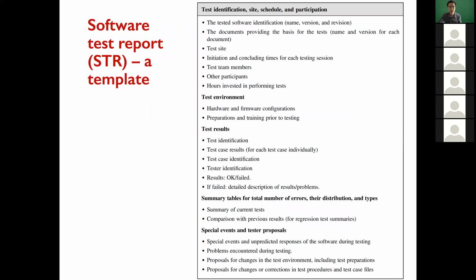So we use a report, the software test report or STR, to report the results of the testing. Basically, this report documents the detailed results, for each test case, whether it passed or failed, what the results are, and how they compare to the expectation. Okay, so the template for this document shows the detailed elements of the report.